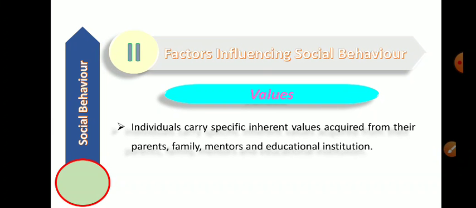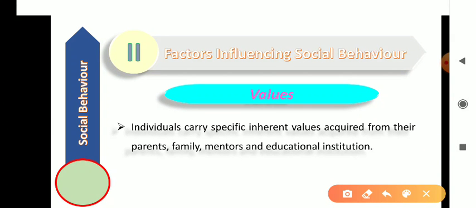How do our values create or influence our social behavior? An individual carries specific inherited values acquired from their parents, family, mentors and educational institutions. For example, an individual having a value of not disobeying or arguing with anyone superior to him in hierarchy, either at work or in the community, is going to be governed by the values he or she owns. So this is the value that influences our social behavior.